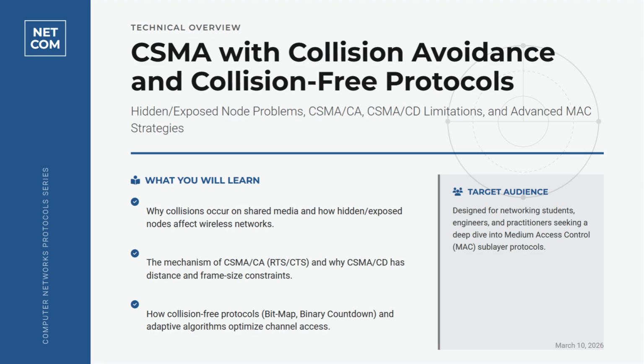We will understand important wireless networking problems such as the hidden node problem and the exposed node problem, which commonly occur in wireless networks. We will also examine why CSMA with collision detection, or CSMA/CD, which works well in wired Ethernet networks, does not work efficiently in wireless communication. Finally, we will look at advanced medium access control strategies such as the bitmap protocol, binary countdown protocol, and the adaptive tree walk protocol, which help manage channel access more efficiently. By the end of this presentation, you will clearly understand how networks prevent collisions and optimize channel usage.